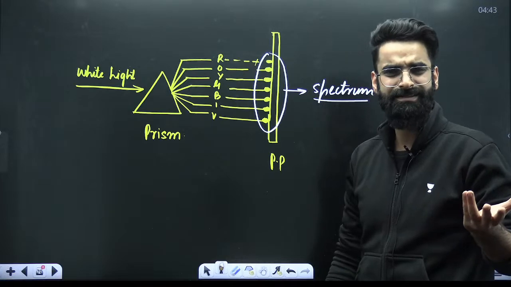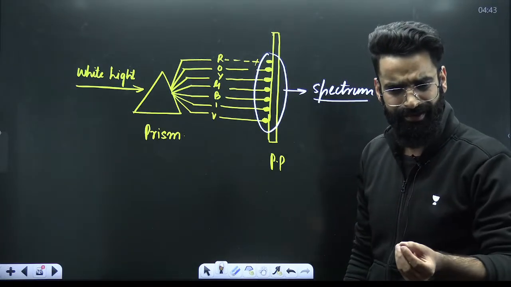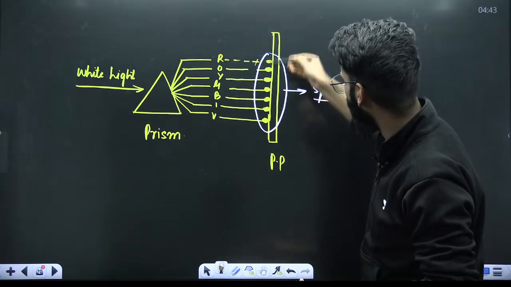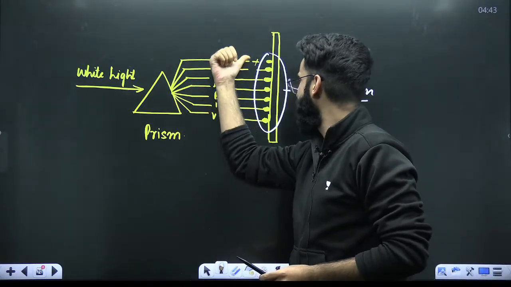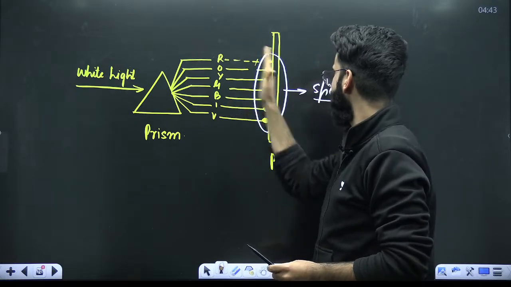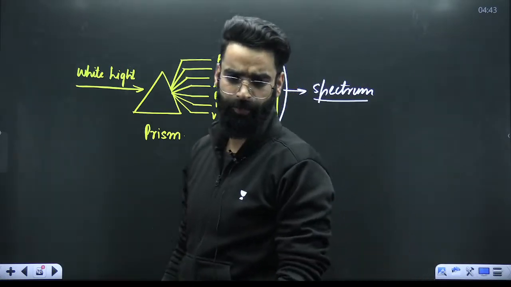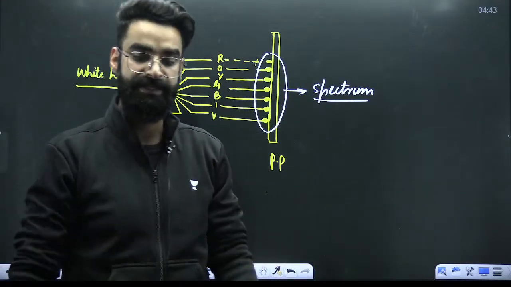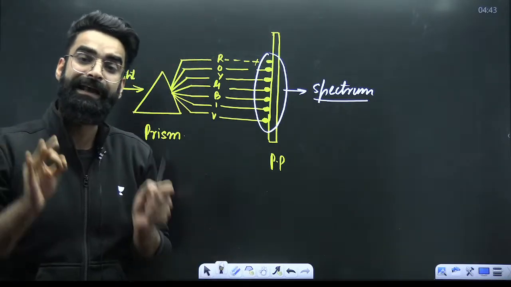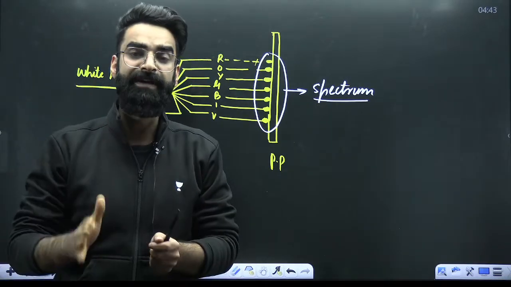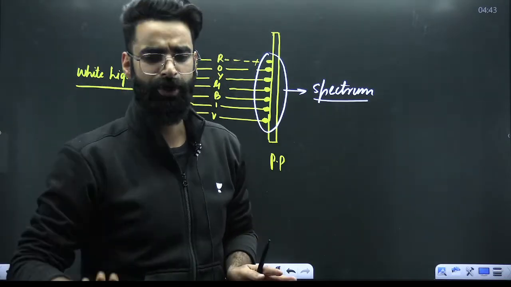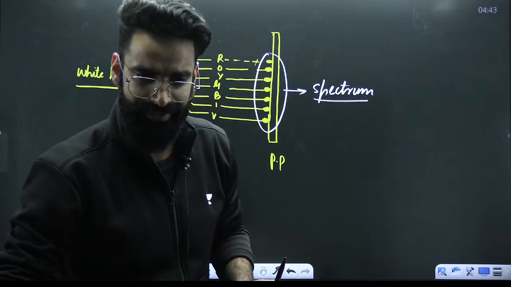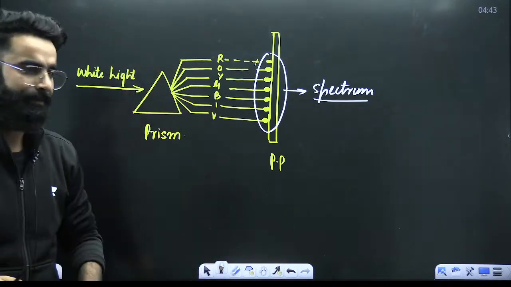Right? In simpler words, just to make you understand. It is basically the image which is formed on the photographic plate when the radiations of different wavelengths fall on this particular plate over here. I hope you got the idea of what the spectrum is. So what is the spectrum? It is the collection of radiations of different wavelengths on the photographic plate. Or in simpler words, the image that gets formed on the photographic plate. That's it.